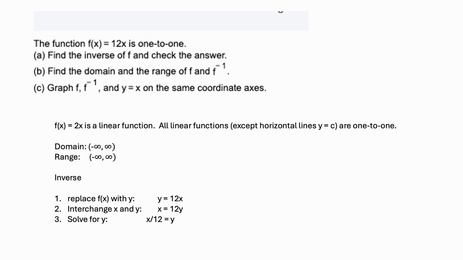So step 1, I'm going to replace my f of x with a y. Step 2, I interchange x and y. And this again is simple linear, so I'm going to divide both sides by 12, and there's my inverse. So the inverse of a linear function is always a linear function, again, unless it's a horizontal line.